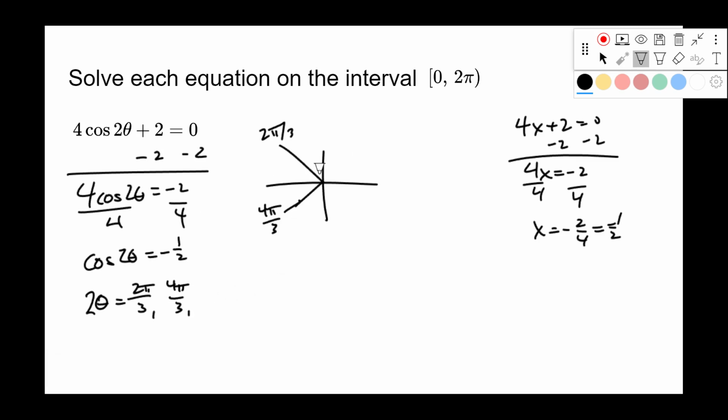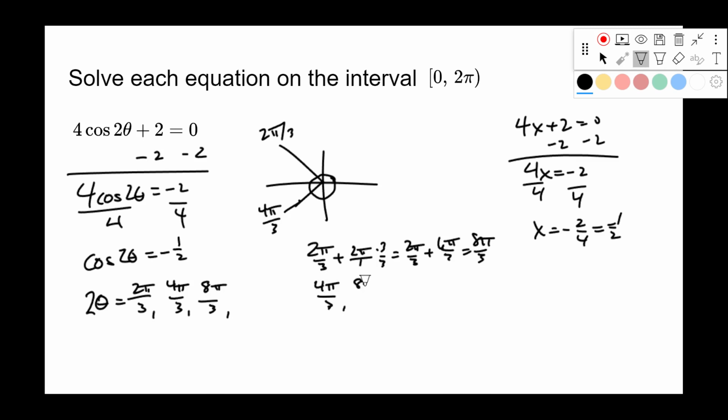Okay, but it's 2 theta. I got to go around the circle twice. So that's once around, I got 2 answers. I'm going to go around again. I'm going to get 2 more answers. So 2 pi over 3 plus 2 pi. That's multiplied by 3: 2 pi over 3 plus 6 pi over 3. It's 8 pi over 3. And then 4 pi over 3 plus 6 pi over 3.